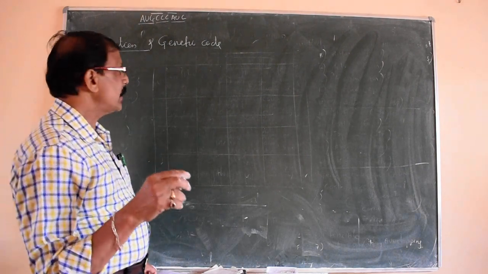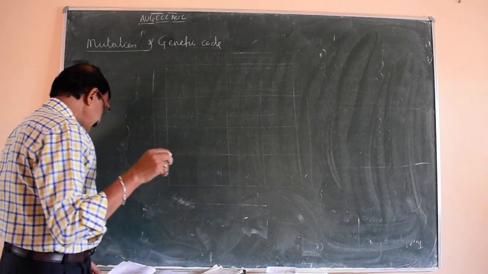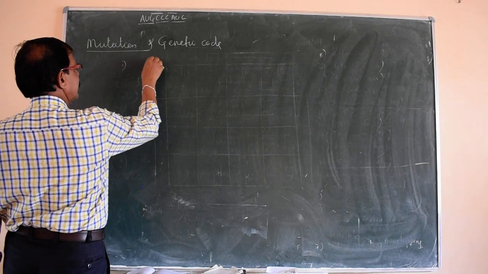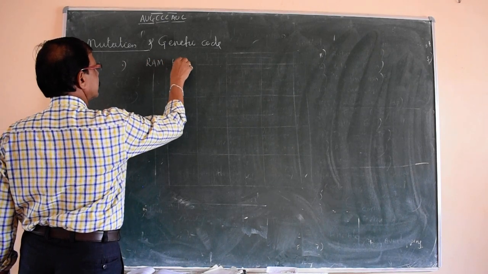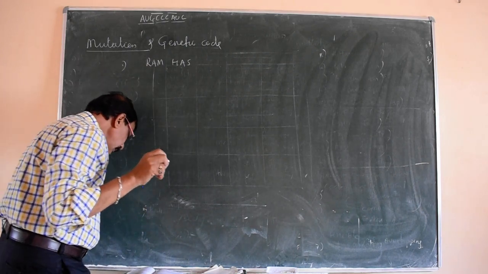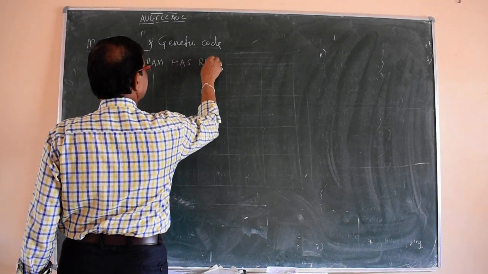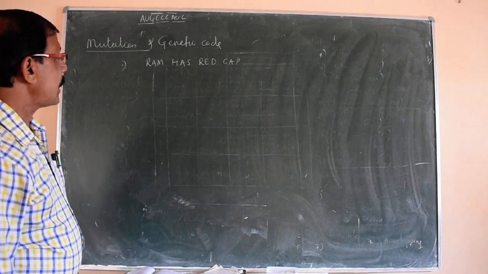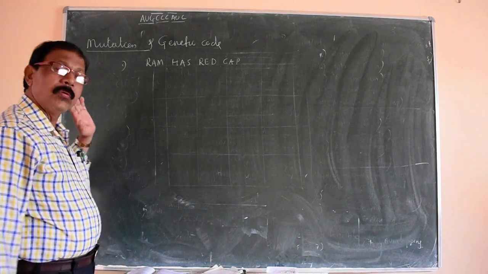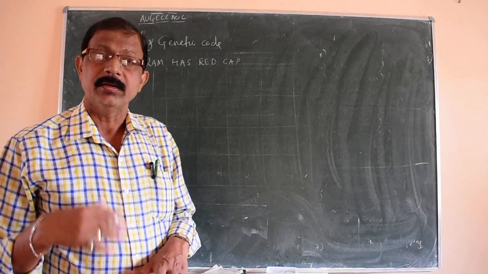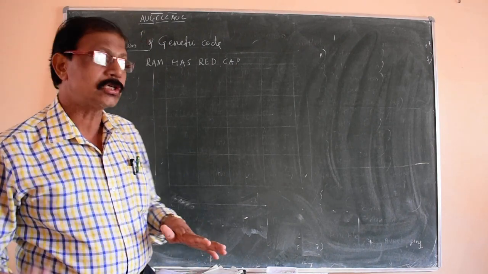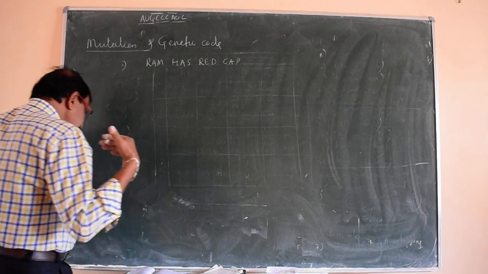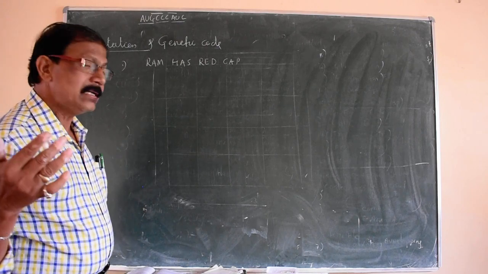So here they have explained with an example how important the genetic code is. One example we can take: see here, they have given a triplet code, Ram has a red cap. So how can the genetic code change? If we say Ram has a red cap, here a deletion or an addition can happen, and we can study that by one example.